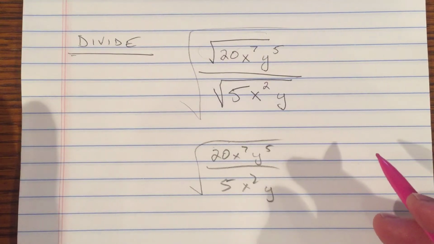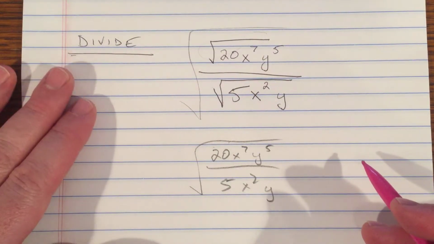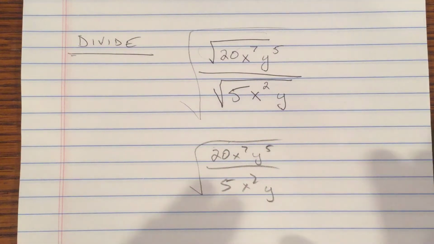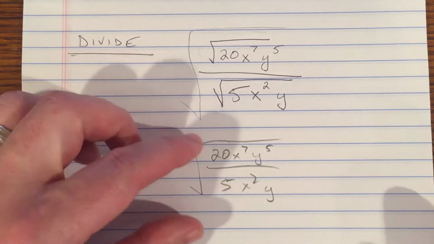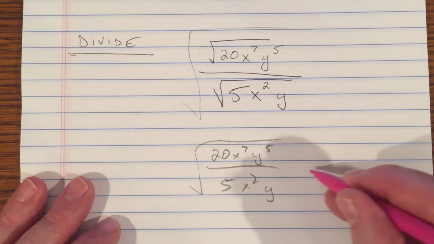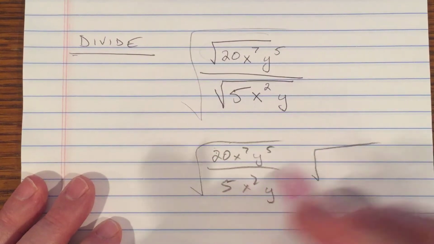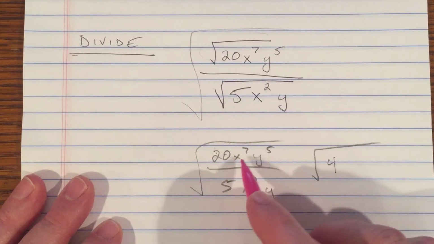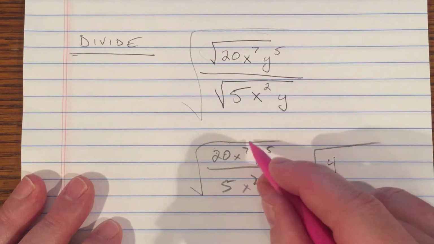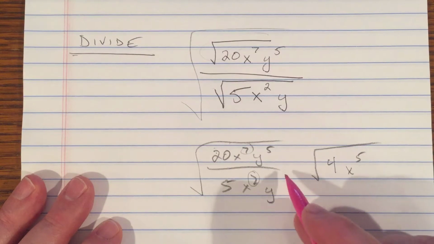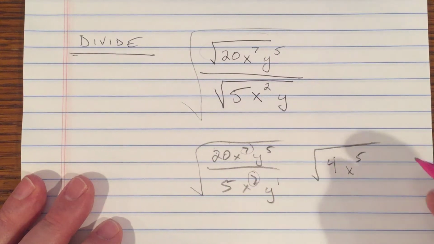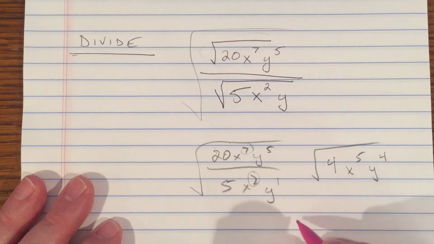Make sure when you're looking at the test, am I just being asked to divide or am I being asked to rationalize? Those are two totally different concepts. Here I am being asked to divide this, so I just put them together and simplify. So 20 divided by 5 is 4. X to the 7th over x squared, we subtract these, so that's x to the 5th. And then y to the 5th over y, so 5 minus 1 is y to the 4th.